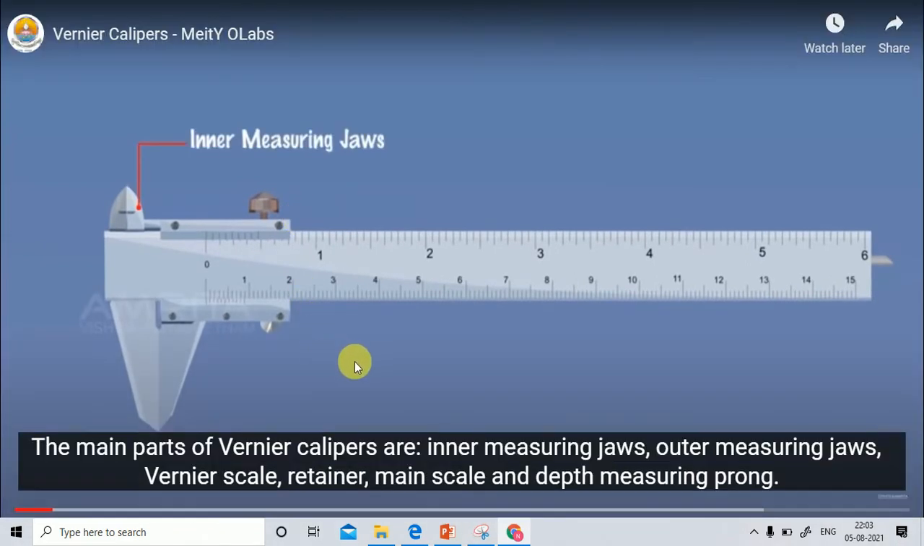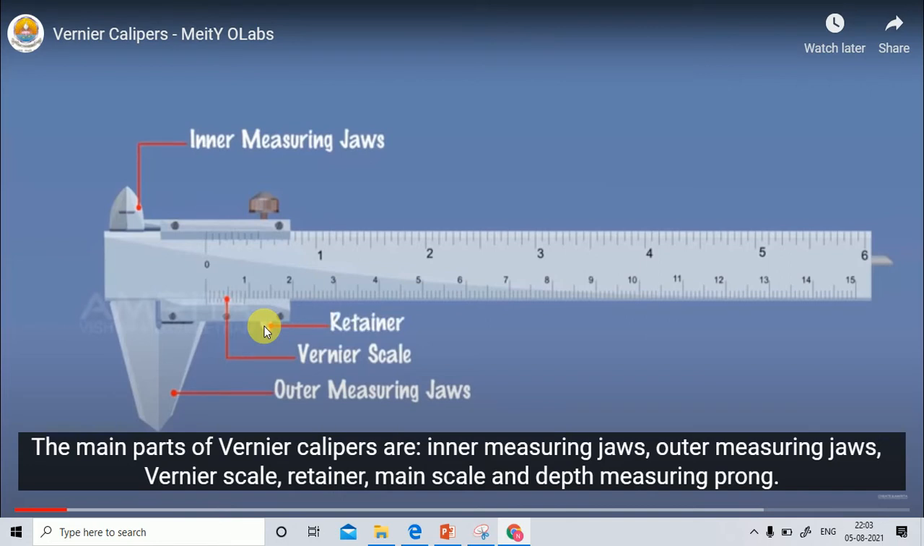The upper ones are called inner measuring jaws, and these are the outer measuring jaws. Here a small scale is provided, which is called the Vernier scale. If you observe clearly and count the lines on this Vernier scale, there are 10 divisions. You have to start counting with 0. The first line should be considered as 0, 1, 2, 3, 4, and so on, up to 10. So this is called the Vernier scale.